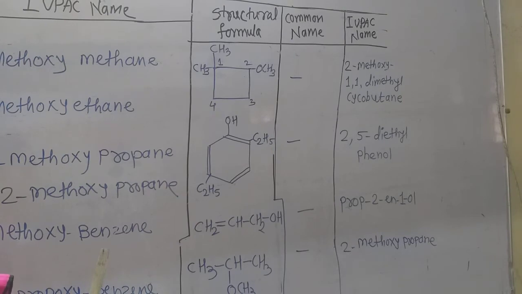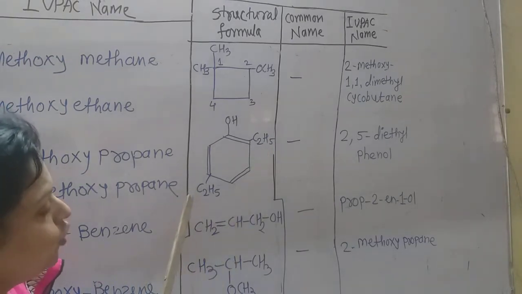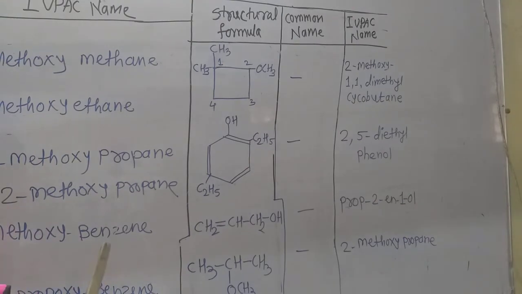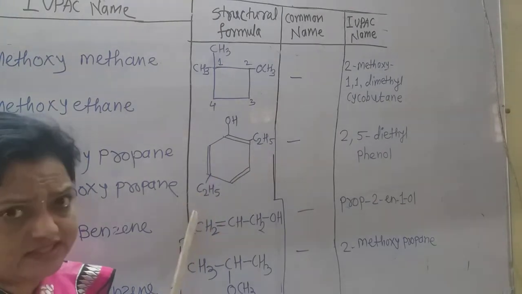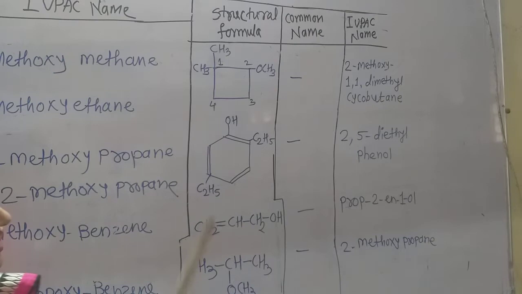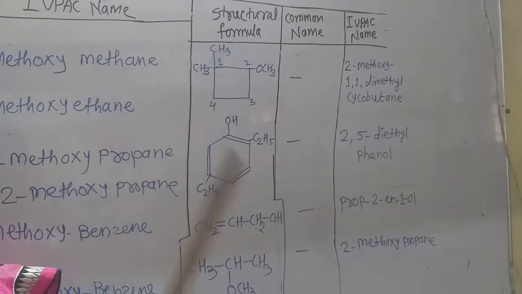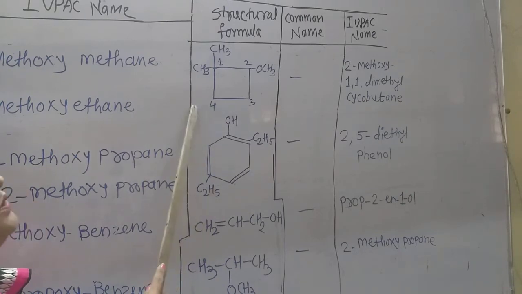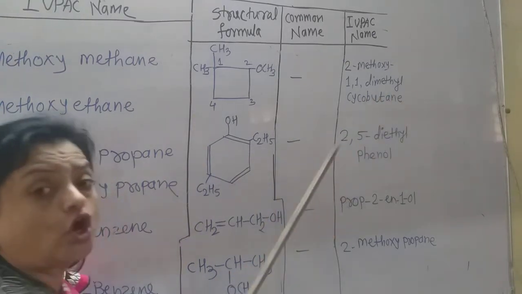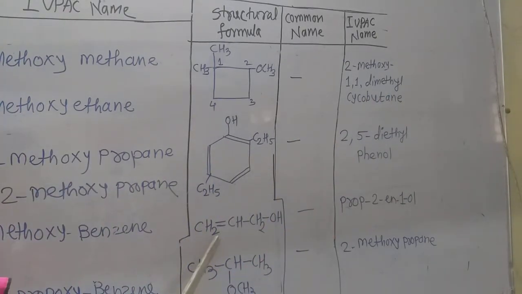Now see this compound. Here there are 2 alkyl groups in this compound. Now this is from the exercise. This is a phenol. This is not an ether, but they ask us to write down the name of this compound. Up to this we have seen the nomenclature of ethers. Now this is from the exercise questions.